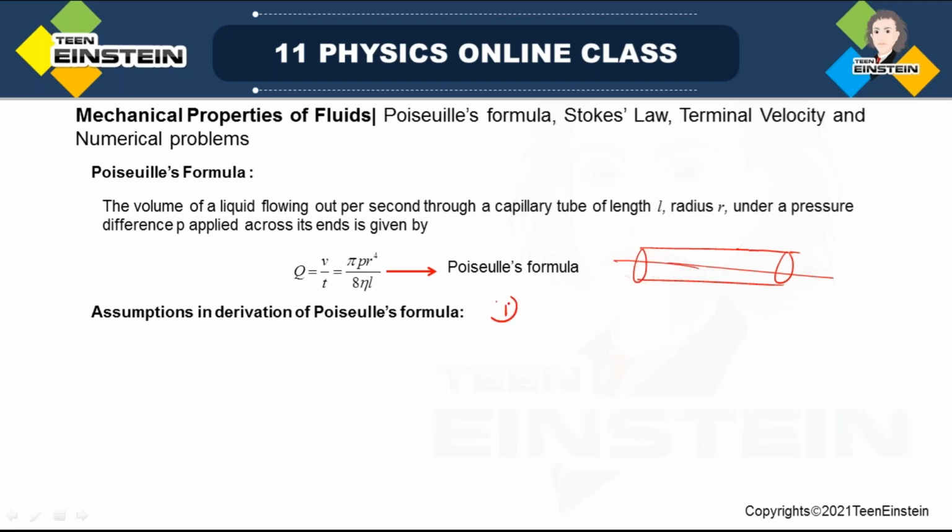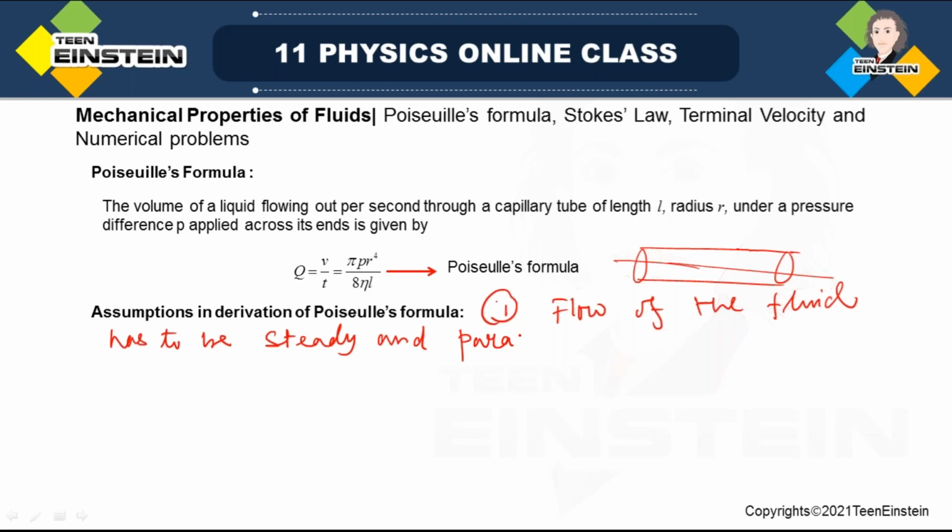So first assumption is the flow of the fluid has to be steady and parallel to the axis of the tube.